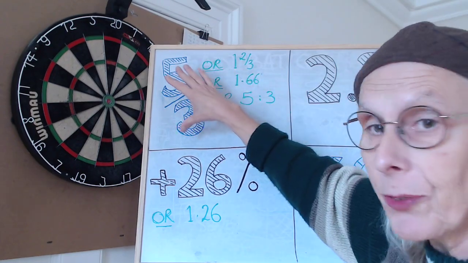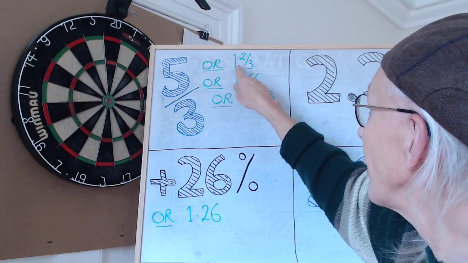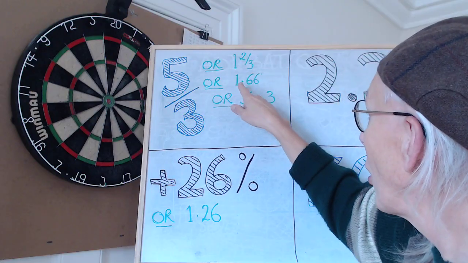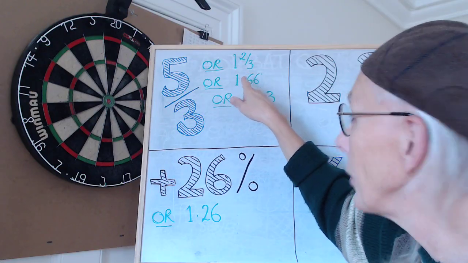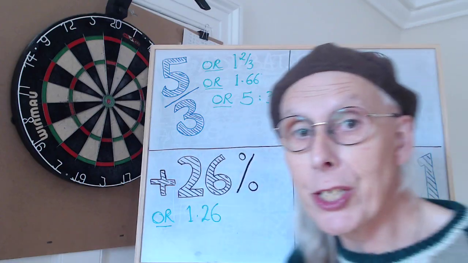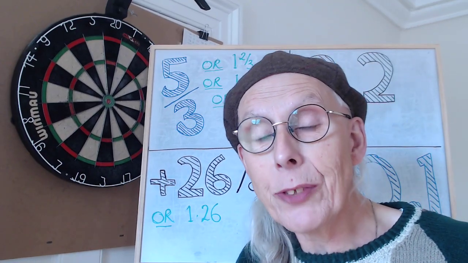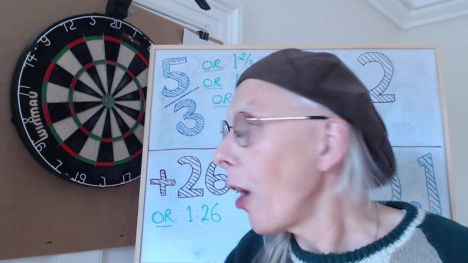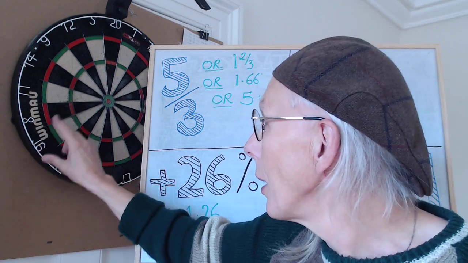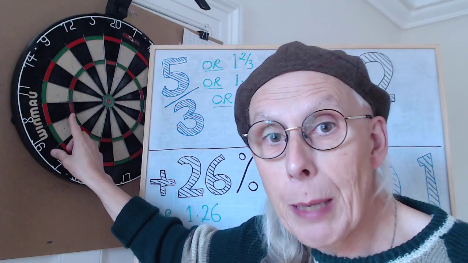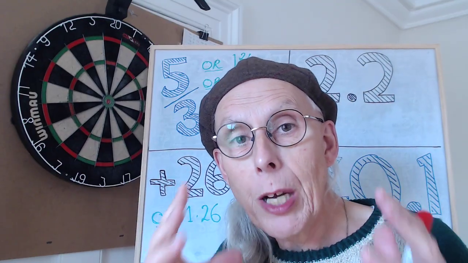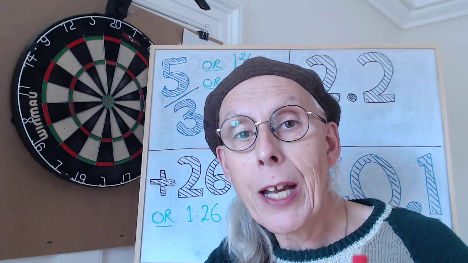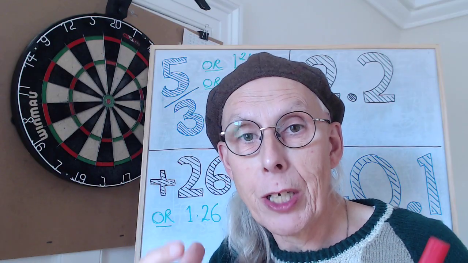5/3, 5/3. Some people might prefer to see it written as 1 2/3, or you can write it in decimal, 1.66, or you can write it as a ratio, 5:3. What is that number? That is the exact ratio of the size of a double compared to a treble. So a double is 5/3 the size of a treble.